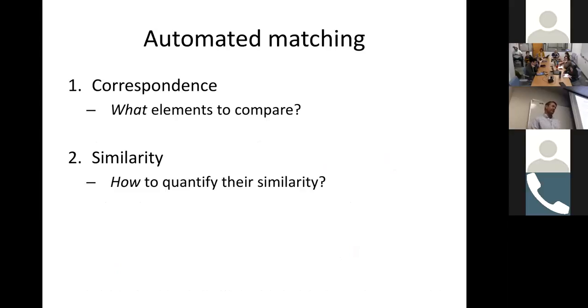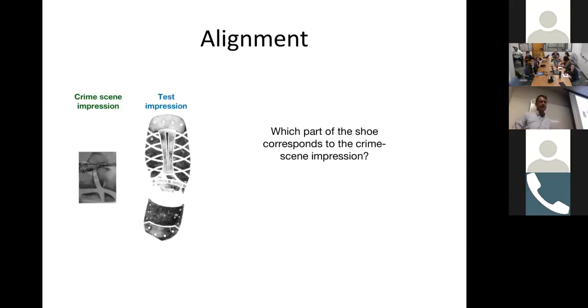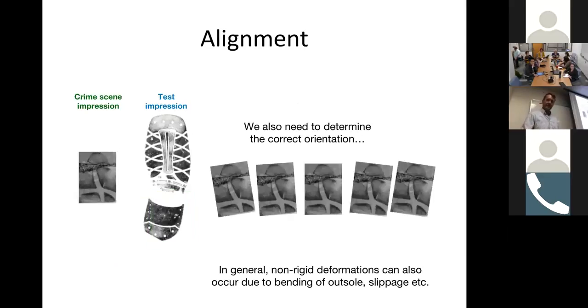So the first one is a problem of correspondence. What elements in those two images should I be comparing? And then once I've determined that correspondence, how should I quantify their similarity? One way to think about correspondence is determining what part of a particular candidate shoe corresponds to the crime scene impression. So I might say, it aligns here, or I want to align it here, or here. And in practice, we don't know a priori exactly where on the shoe tread pattern that crime scene mark came from.